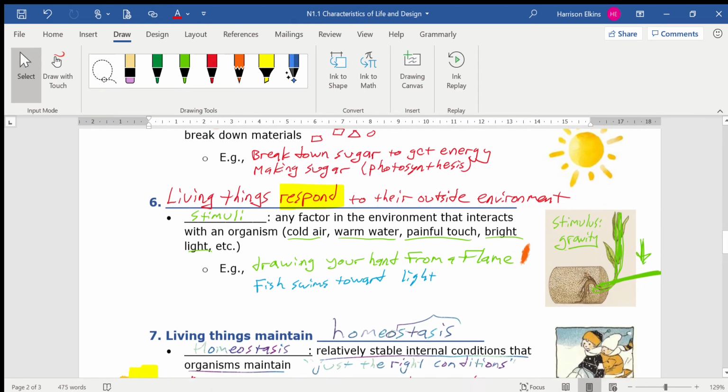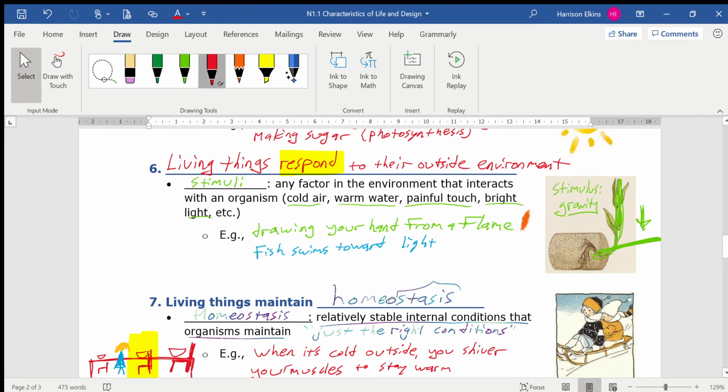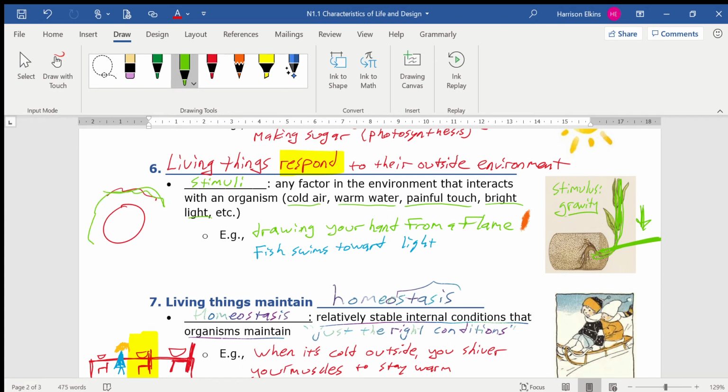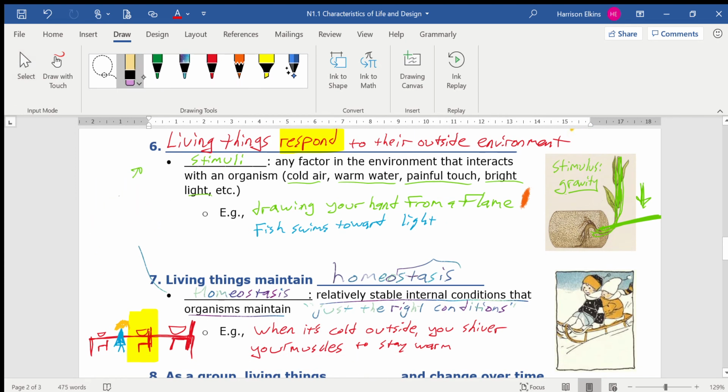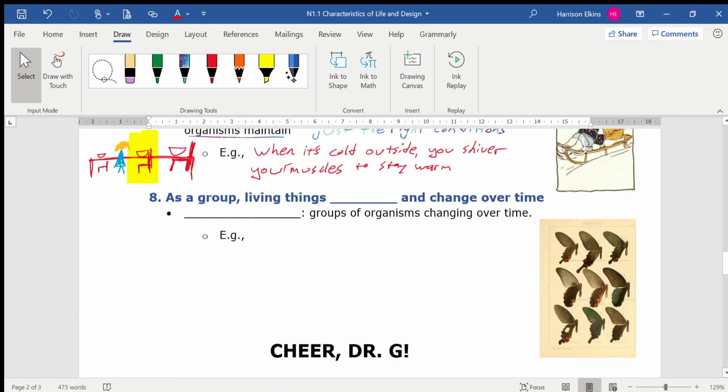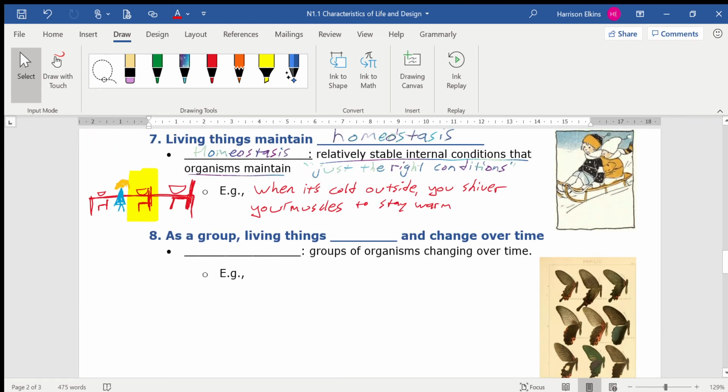Okay, so when we think about living things responding to their outside environment, if here's our cell, then here's all the outside things that it's got to respond to. Bright light, that kind of stuff. Homeostasis is more like keeping those internal things correct. So the internal temperature's got to stay right. Internal water, internal salt, all that stuff has got to stay correct. So that's maintaining homeostasis. Keeping it the way that is good.